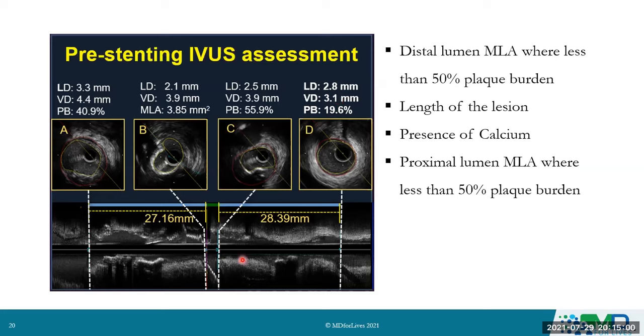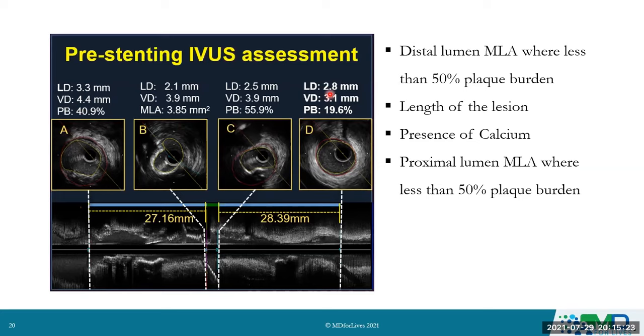Throughout this length, you can see that the vessel is pretty heavily diseased for approximately 55 millimeters. And then at the proximal edge, we find a spot where there's less than 50% plaque burden, 40.9%. And the average diameter of the lumen is 3.3. The average diameter of the vessel is 4.4. So the question becomes, how do I use this information to pick my treatment strategy?